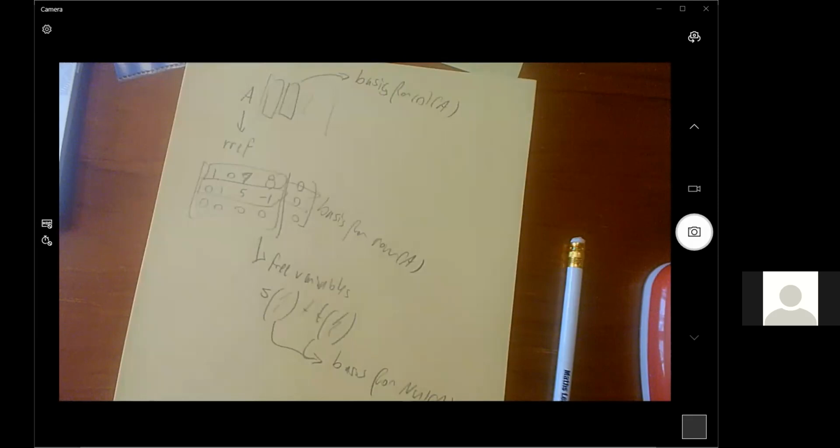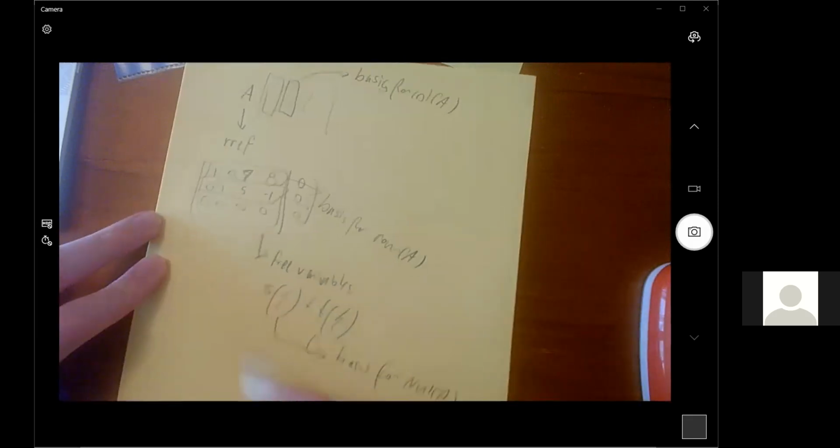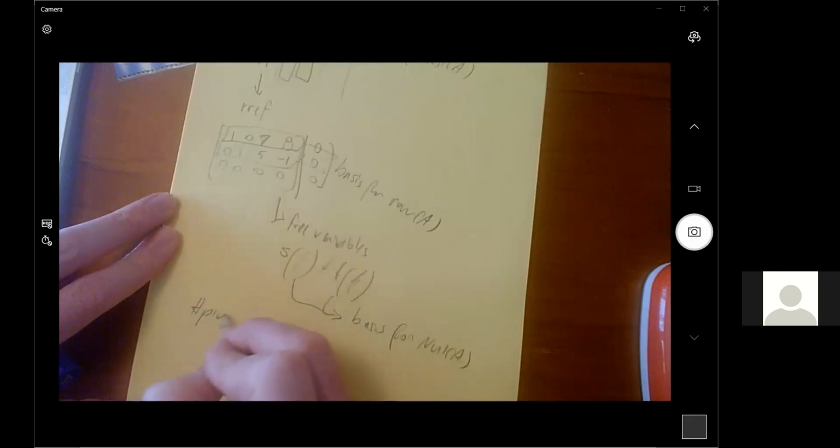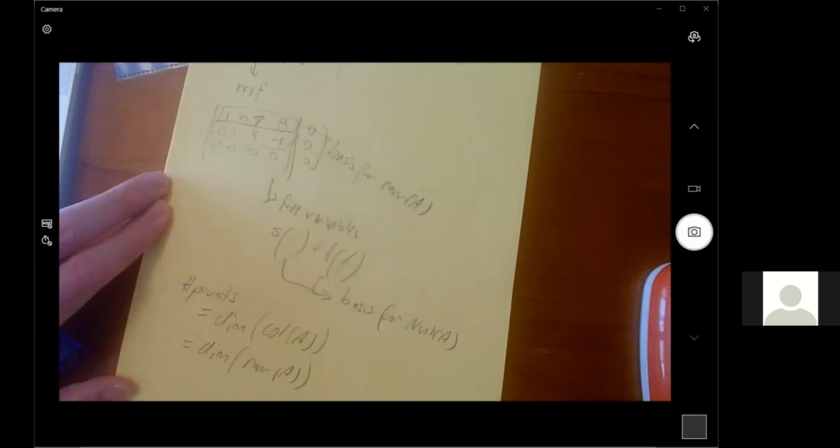David, could you repeat that? I didn't quite get all that. So the number of pivots is the dimension of the column space. Oh yeah, I'll write that down. And it's the dimension of the row space as well. And the number of free variables, that's the dimension of the null space.